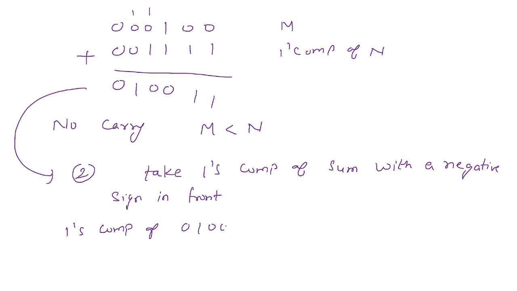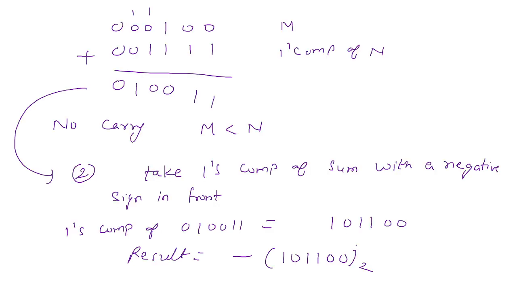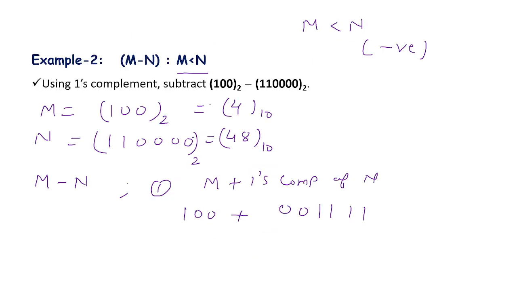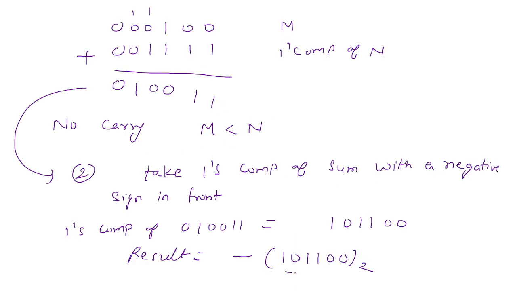So the 1's complement of 0 1 0 0 1 1 is 1 0 1 1 0 0, and we need to apply the sign. So the result is minus 101100. We can verify that it should be minus 44, because we are subtracting 48 from 4. If you convert this number, it should be equivalent to 44, and our result is negative.